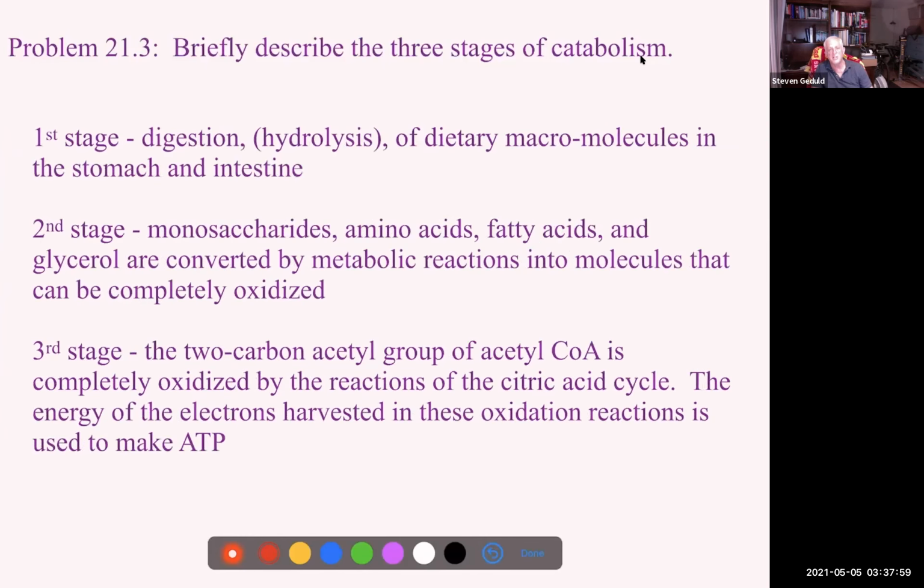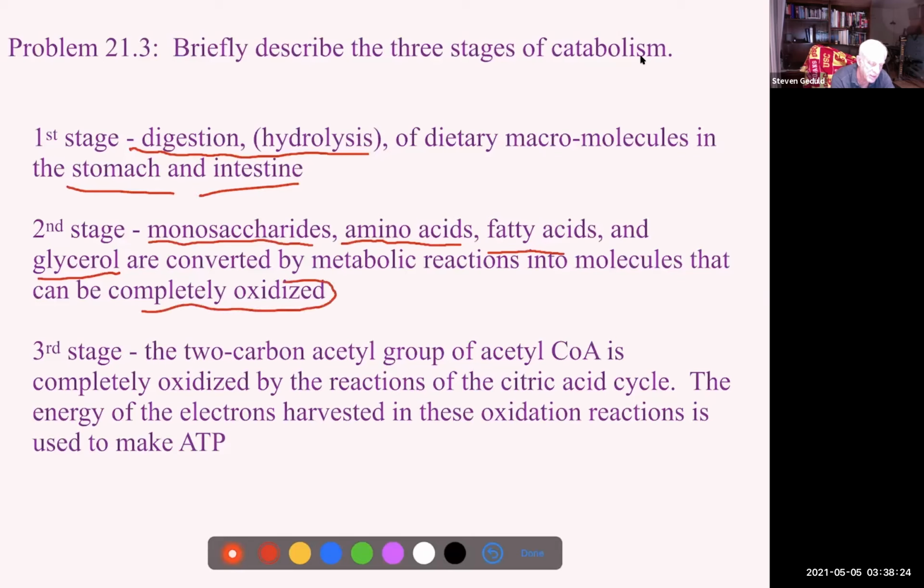So first stage is digestion, which is hydrolysis, adding water between the bond. Okay, occurs in the stomach and the small intestine. It starts in the mouth too. Second stage, the monosaccharides from your starches and sugars, amino acids from your proteins, and fatty acids and glycerol from your lipids are converted by metabolic reactions into molecules that can become completely oxidized. They can run through the Krebs cycle. They come into acetyl coenzyme A.